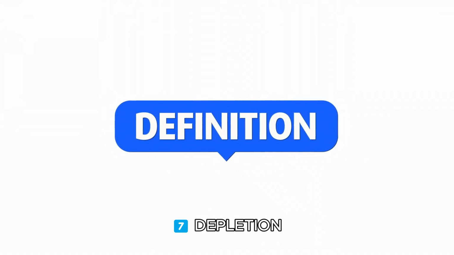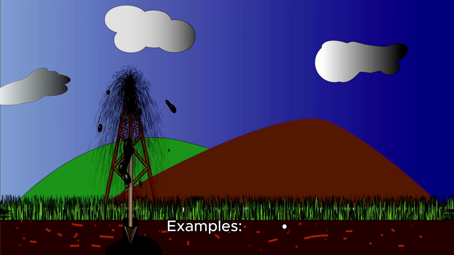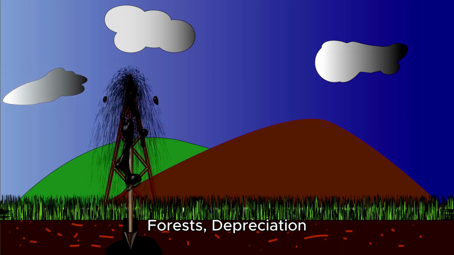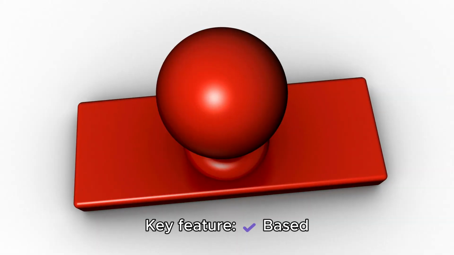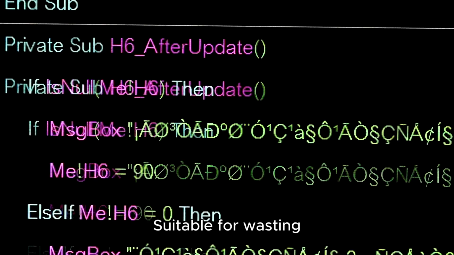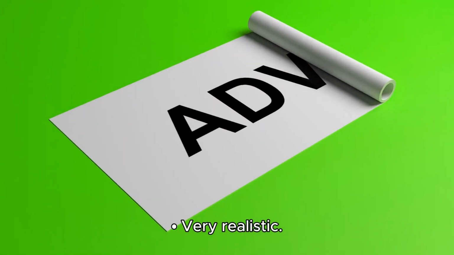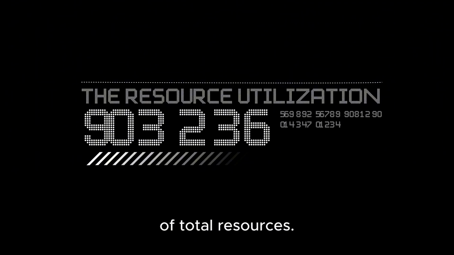7. Depletion method. Basic idea: used for natural resources, value reduces as resources are extracted. Examples: mines, oil wells, forests. Depreciation depends on quantity extracted, resource usage. Key feature: based on actual usage. Suitable for wasting assets. Advantage: very realistic. Disadvantage: requires estimation of total resources.